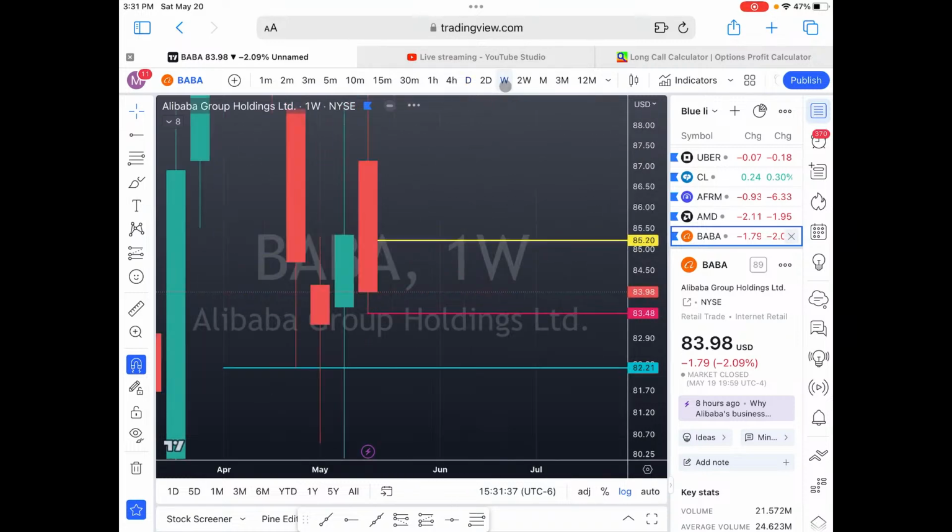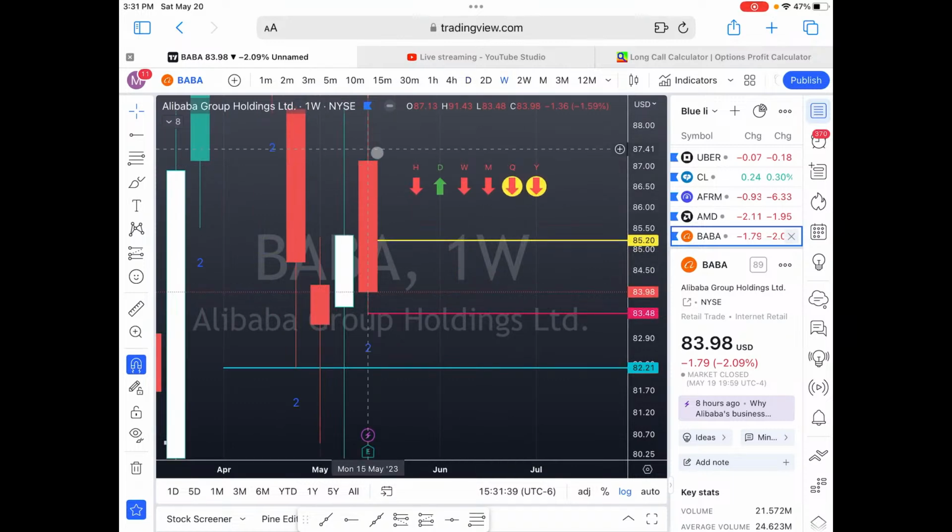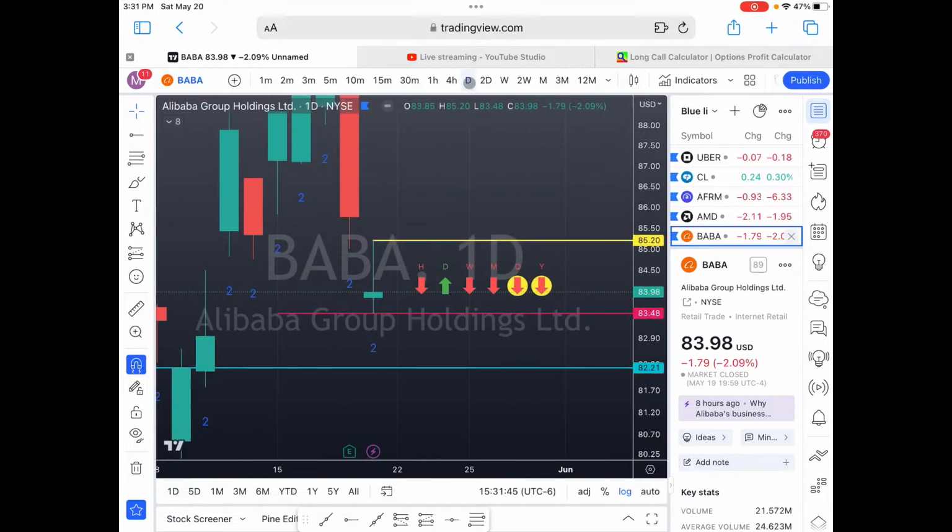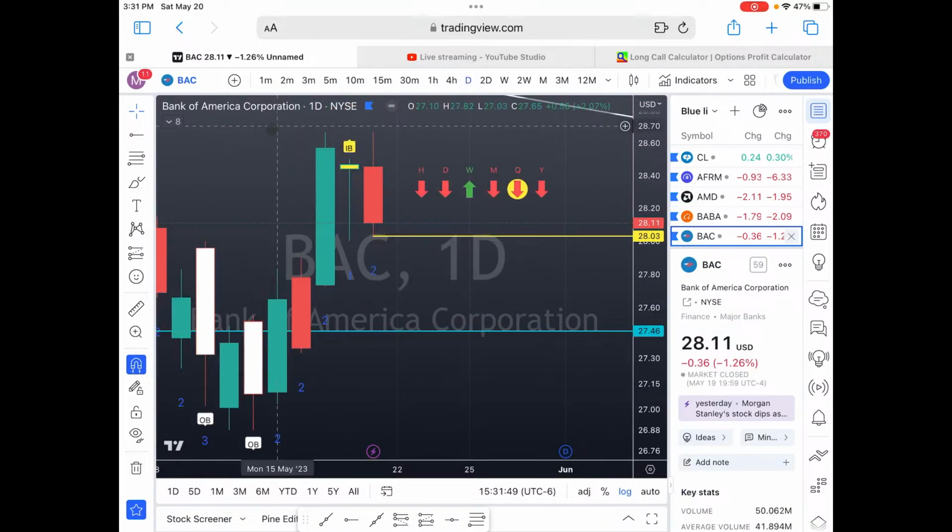If we go to the weekly chart, we have a 2 up that finished red. So we are looking to trend back to the downside on the weekly. So a little bit of conflict there. We'll see how it plays out. Alibaba would not be on my top 5. Okay, so BAC has a 2 up that finished red, so we can look for puts there at 28.03.